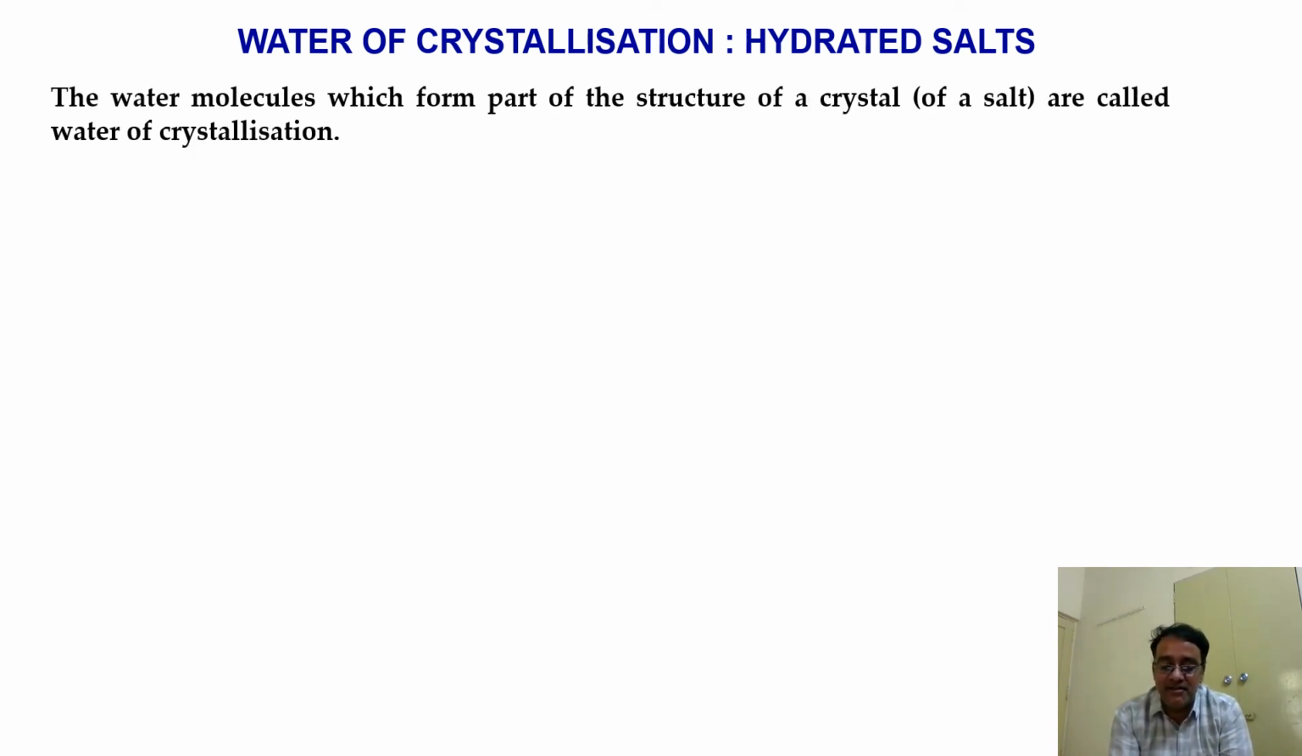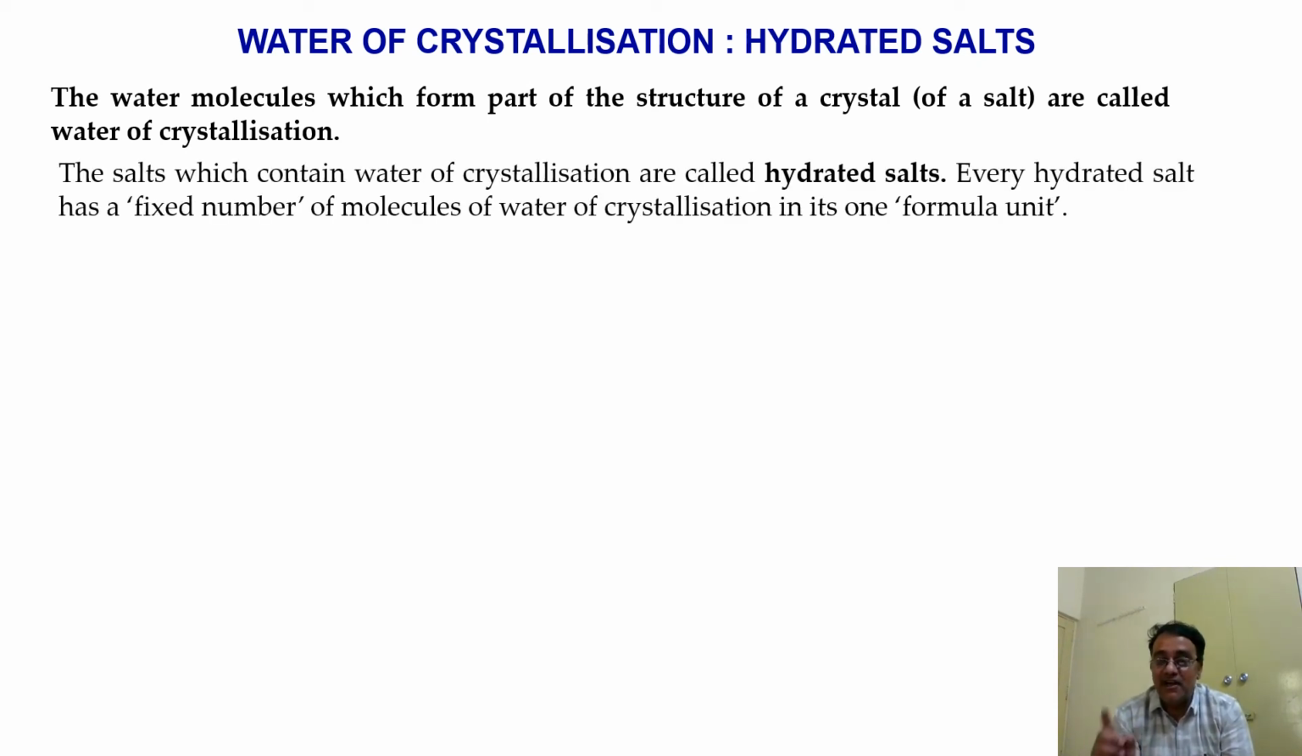Right, this is the definition. The salts which contain water of crystallization are called hydrated salts. Every hydrated salt has a fixed number of molecules of water of crystallization in its one formula unit. Now we have just seen that washing soda has 10 molecules, right? So we'll see some examples.